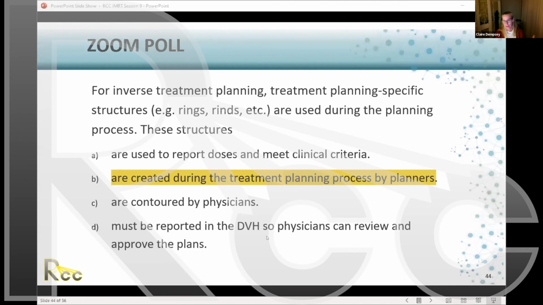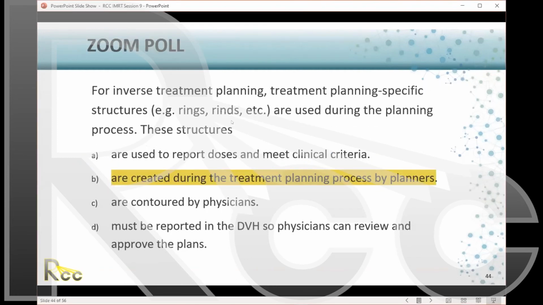almost always by the planner, whether that be a dosimetrist, therapist, physicist, whoever's doing it. They can sometimes be contoured by physicians, but usually by the planner. But the physician should be consulted to ensure that they're in agreement with the contours you're creating. And we don't need to report the dose for those. The physicians are only worried about the volumes in their prescription. So it's those things that we need to report, not these optimization structures. So perfect.